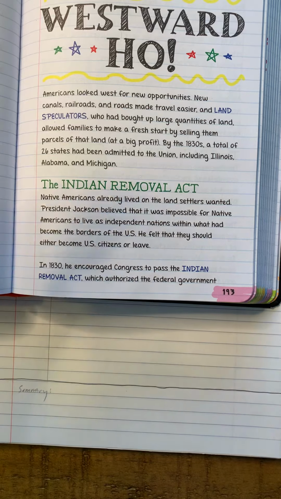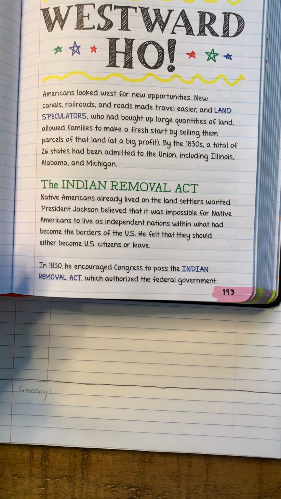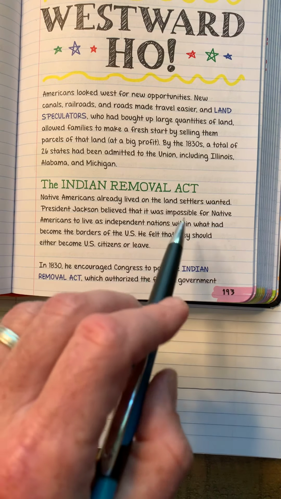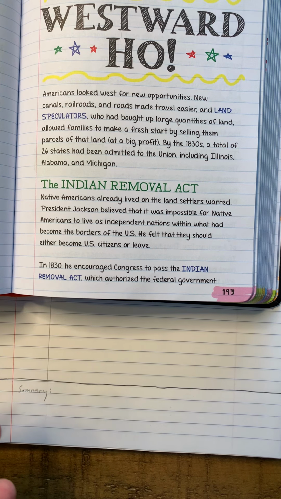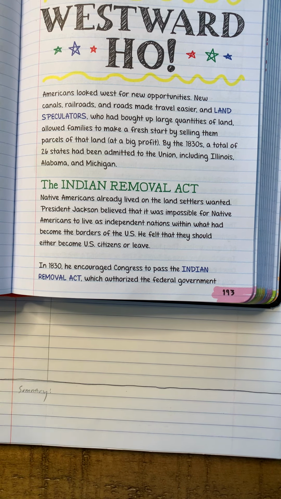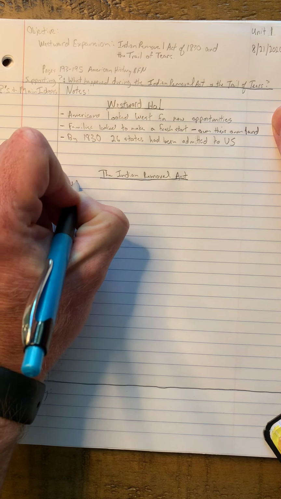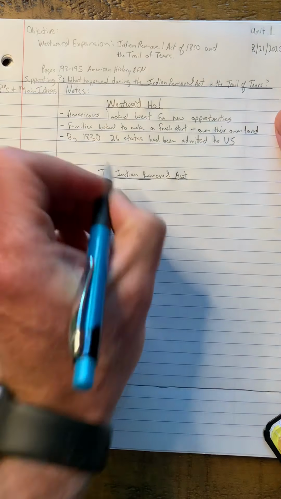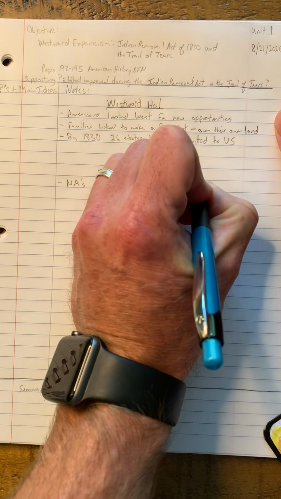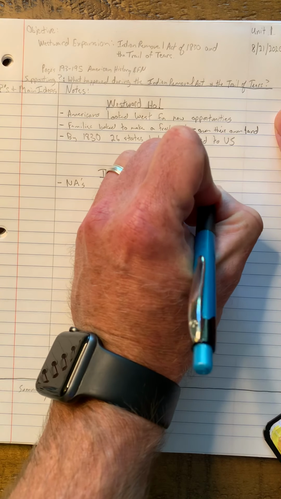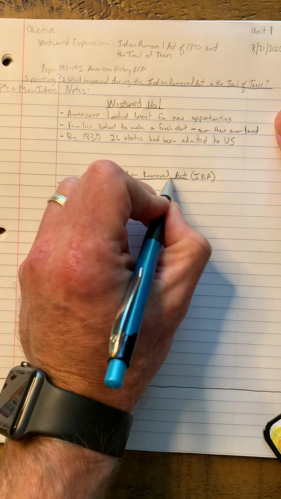Okay. And if I go back here, this will be the last one that we do together, and I'll let you guys take over from here. It says, Native Americans already lived on the land settlers wanted. President Jackson believed that it was impossible for Native Americans to live as independent nations within what had become the borders of the U.S. He felt they should either become U.S. citizens or leave. Okay, so real simple, you can probably figure out. First thing I'm going to write down is Native Americans, and I'm going to abbreviate that as NAs. Oh, by the way, Indian Removal Act. One of the things I like to do is, in parentheses, if I can abbreviate something, I'm going to do that. So Indian Removal Act becomes IRA.